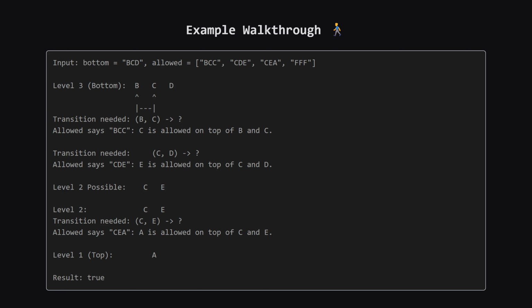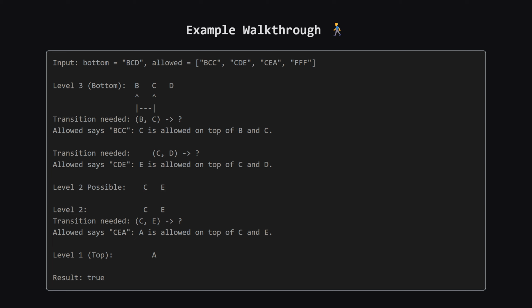Let's walk through an example to see how this works practically. Suppose our bottom row is BCD. To build the next row up, we look at pairs of adjacent blocks. First, we have B and C. We check our allowed list. We see the pattern BCC. This means C can go on top of B and C. Great. Next we look at the pair C and D. The list has CDE, meaning E can go on top. So for the second level we can form the row CE.